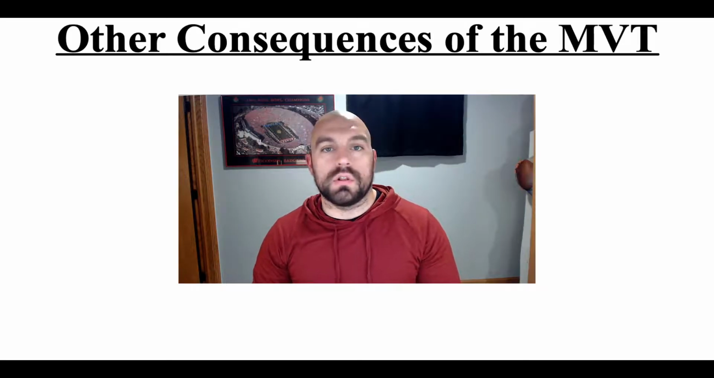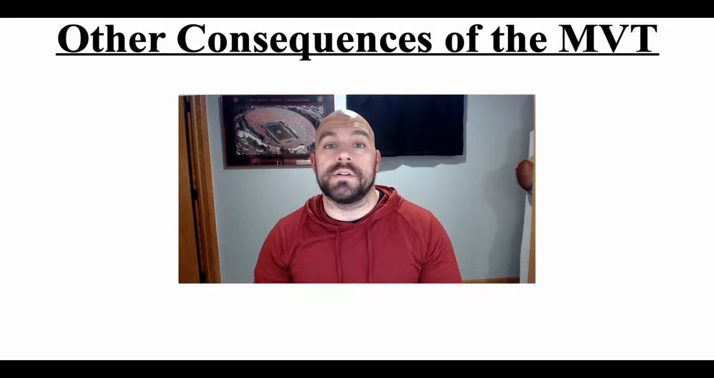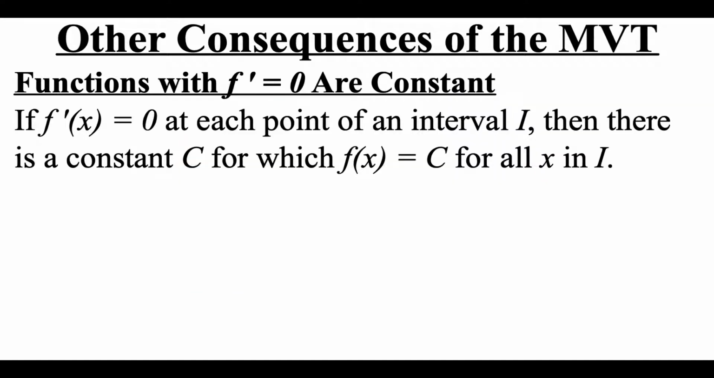In this video, we're going to look at some other consequences of the mean value theorem. Now, the first consequence that we're going to talk about is that functions with a derivative of 0 are constant functions. So if we know that the derivative of f of x equals 0 at each point of an interval I, then there is a constant c for which f of x equals c for all x values in that interval I.